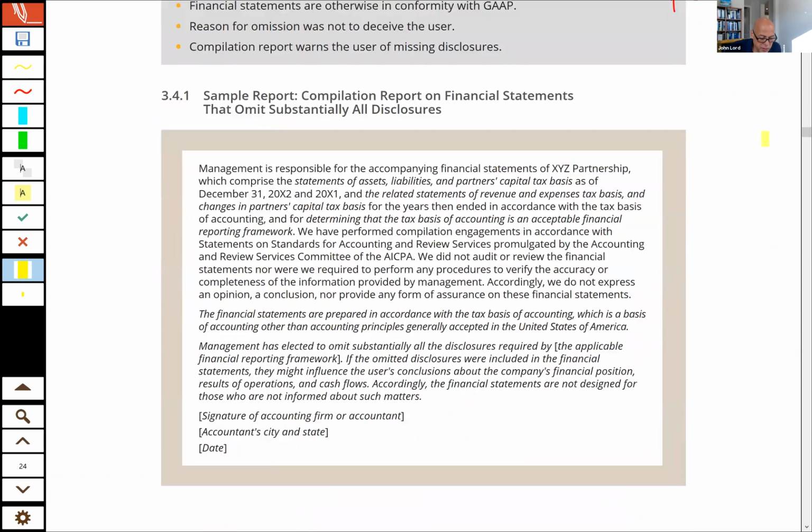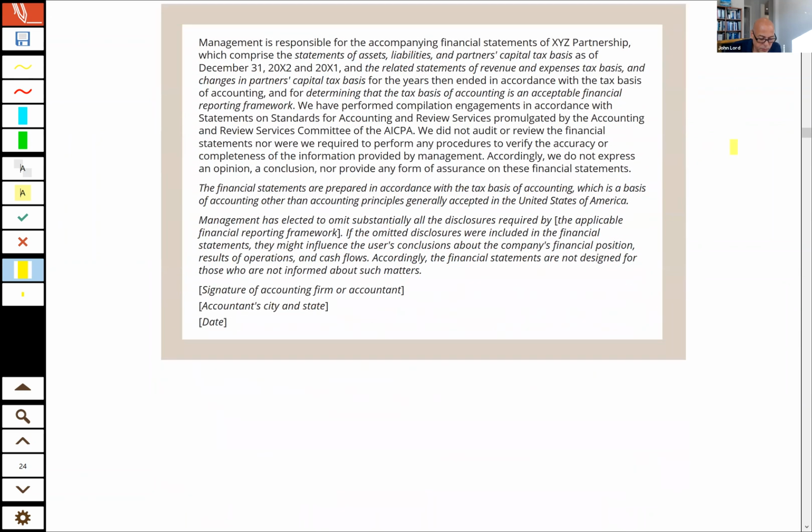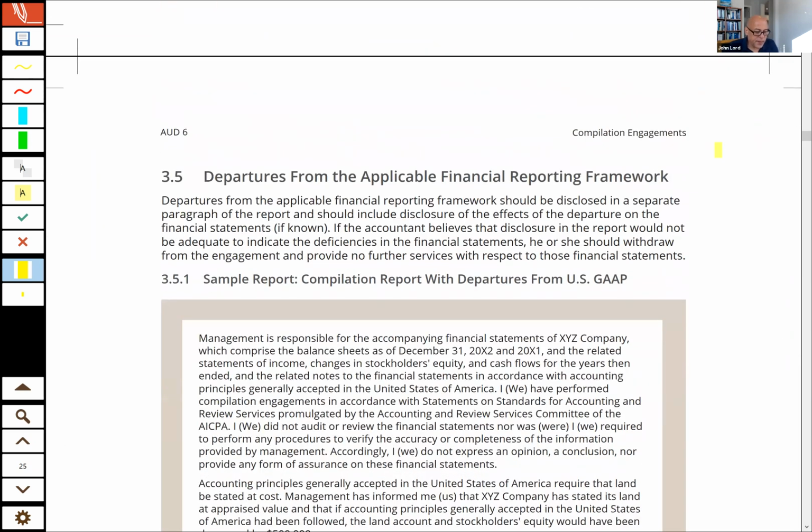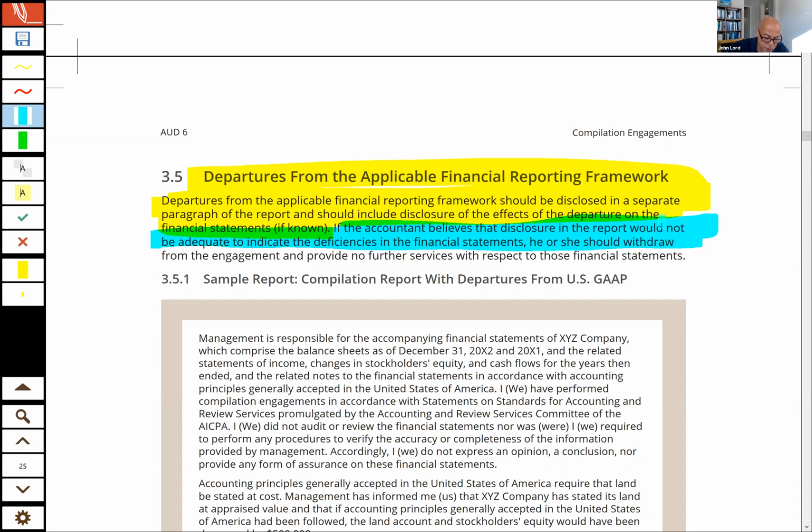Okay, so you can see they give you the sample report when they omit the disclosures. And again, if we find a departure, now how do we find the departure? Reread the financial statements for obvious departures. And if there's a departure, then what? Then we will issue a separate paragraph, which will include disclosure of the effects of the departure if known. If the accountant believes that disclosure of the report would not be adequate to indicate the deficiency in the financial statements, you need to do what? You need to withdraw from the engagement.